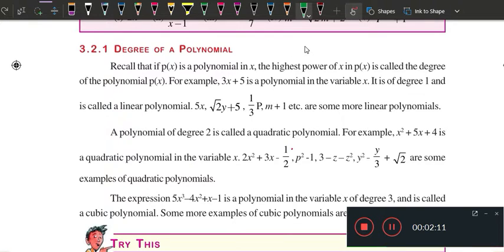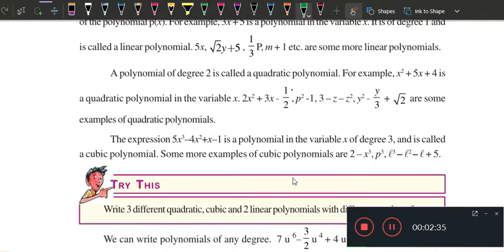Today we will discuss exercise number 3.1. Before going to exercise number 3.1, we should know some more key concepts. Those are degree of a polynomial. What is meant by degree of a polynomial?